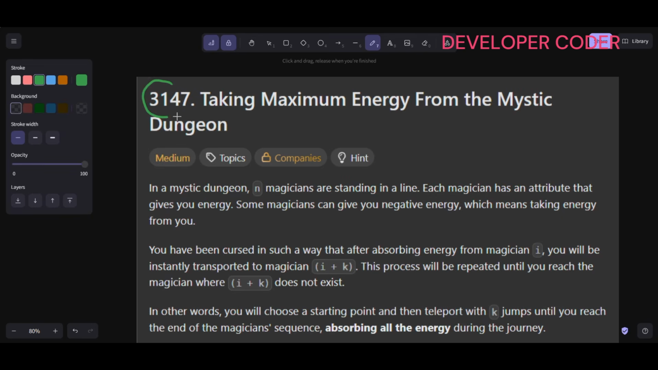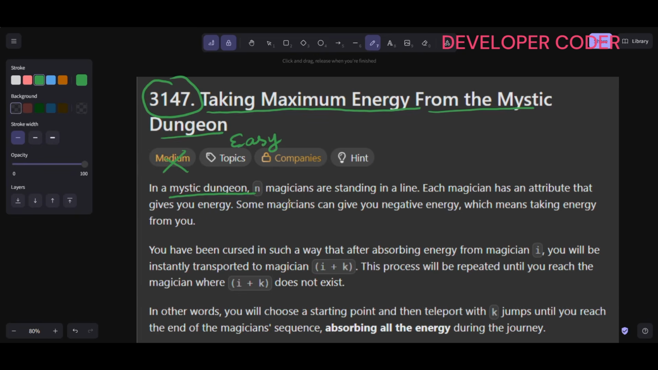Problem number 3147. Taking maximum energy from the Mystic Dungeon. So this problem is actually very easy. I'm not going to say that this problem is of medium level. This is a very easy problem. So let's read the problem statement.